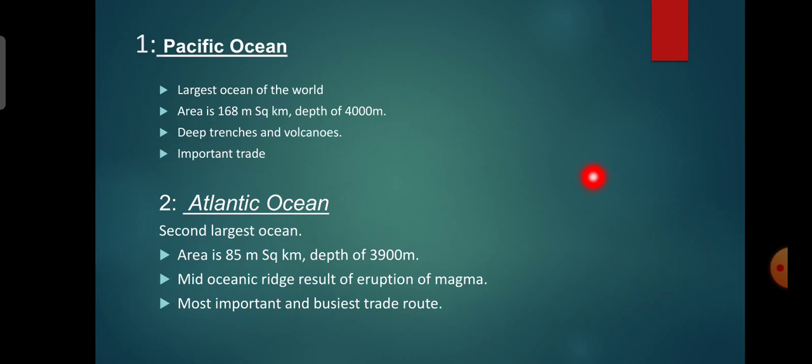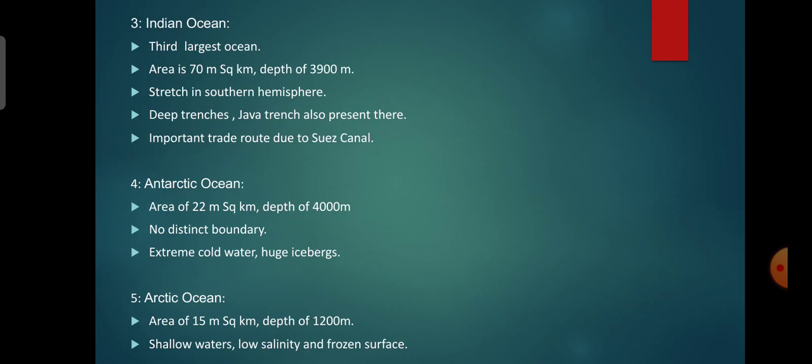Why is it the most important and busiest trade route? Because the Atlantic Ocean connects Europe, Asia, Africa, South America and North America continents. That's why it is the busiest and most important trade route.